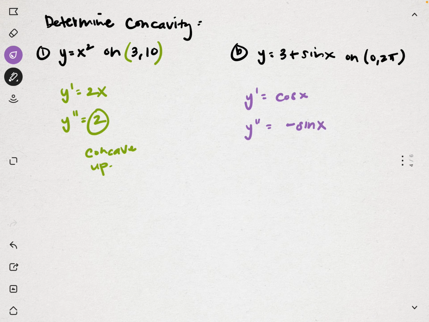Okay, now we got to think about on the interval from 0 to 2 pi. So what we're going to do here is we're going to start at 0. Right, when sine is 0, then it's 0. Right, so it goes 0, 0.